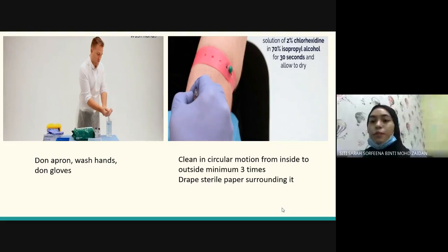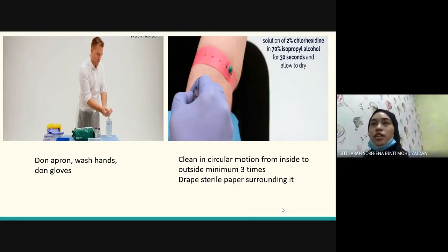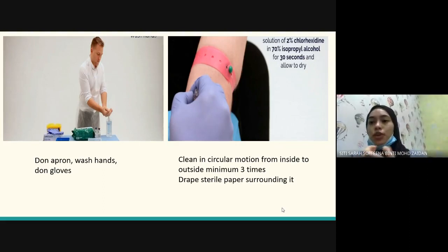Don the apron, wash hands, and also don the gloves, and also clean in a circular motion from inside to outside. And also, like what I've seen in our hospital setting, usually they will drape a sterile paper around that area so that we can minimize infection, and also so that the blood that we take is really the pure blood that we want. We do not want it to be contaminated with other agents.